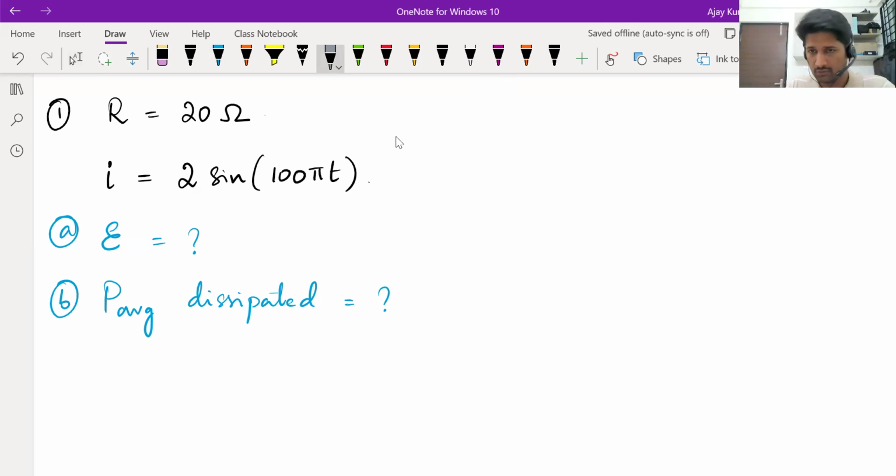So through this resistance of 20 ohms, this much current is passing. Derive the equation for the voltage across that resistance and the average power dissipated by it. Try.